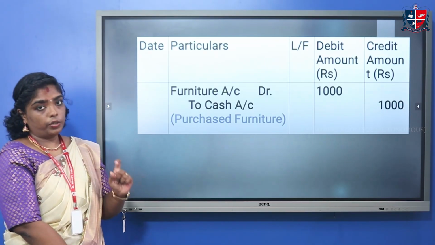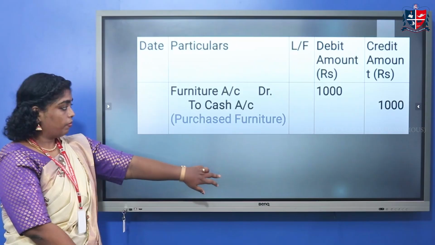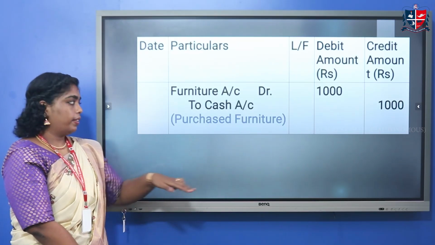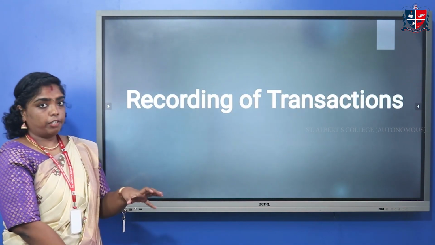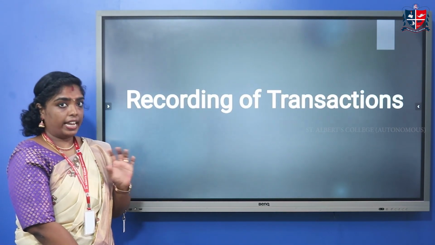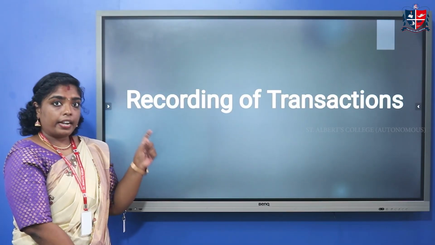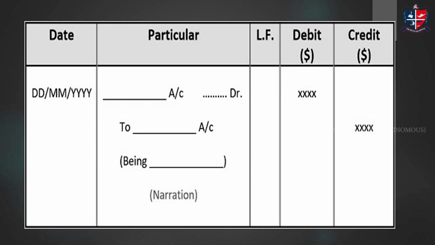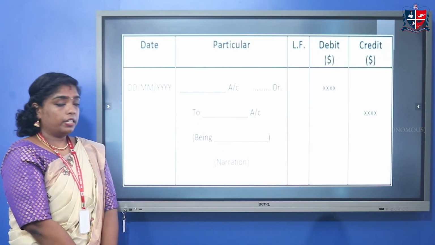If the date is given, you are supposed to write the date under the column date. For example, 29th May 2023. Just specify the date as it is. There is no need for changing the date. And the transactions should be entered in chronological order. And the format of recording journal entries includes date, particulars, LF, debit, credit. You can see a T-shaped account. Write the dates under the column date. Under particulars, write the transaction with the narration.